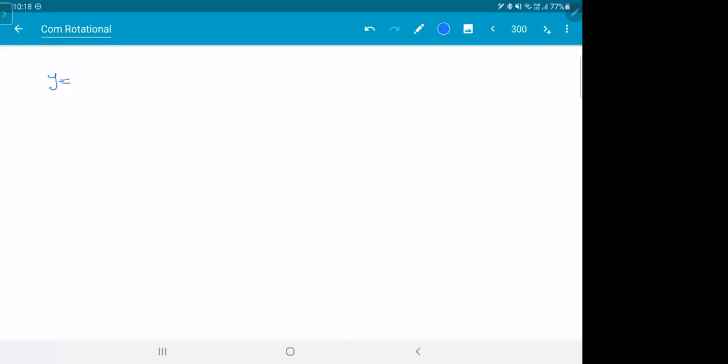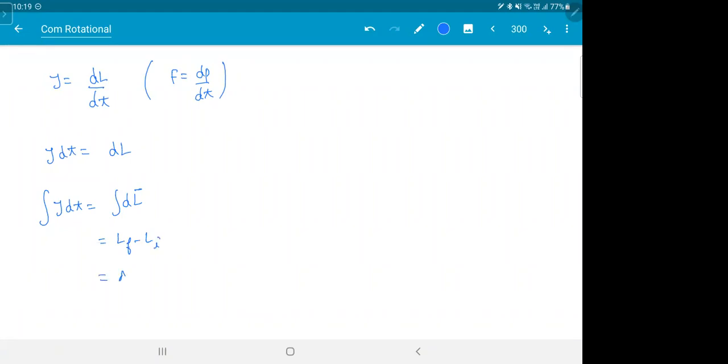Torque is also given by dL by dt. This is quite similar to force, which is dp by dt. Force is rate of change of linear momentum. So if you shift dt that side, you get dL, and if you integrate on both sides, you get integral dL, which is nothing but delta L, which is L final minus L initial. So this is change in angular momentum. So torque into time will give you change in angular momentum. If you remember, force into time used to give you change in linear momentum.